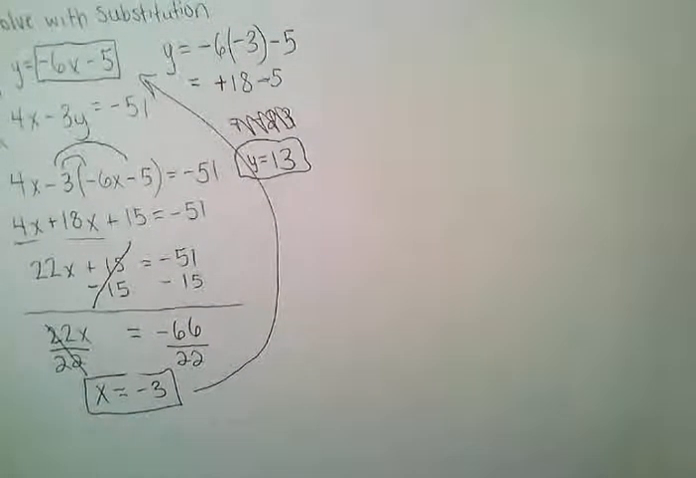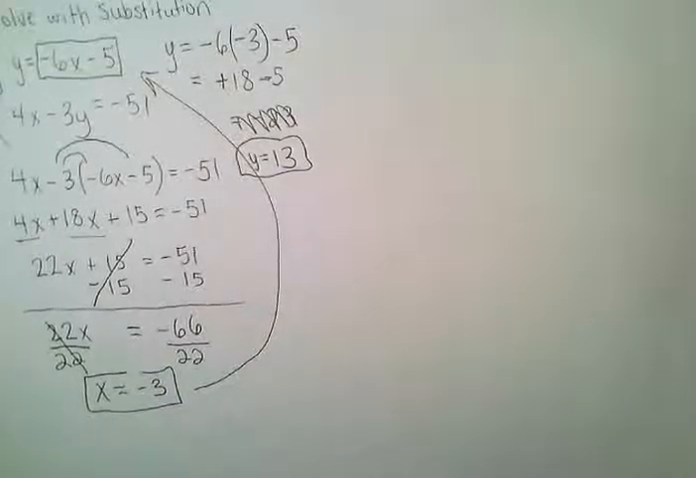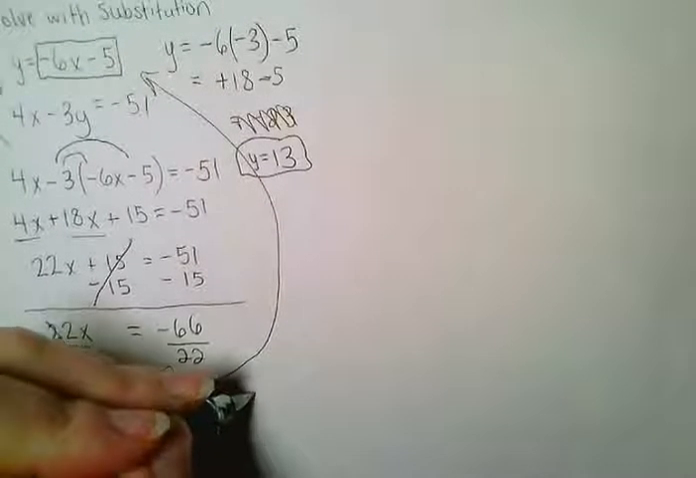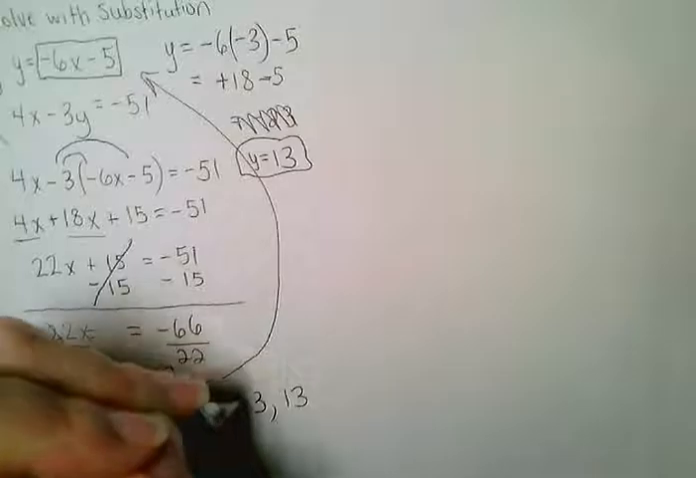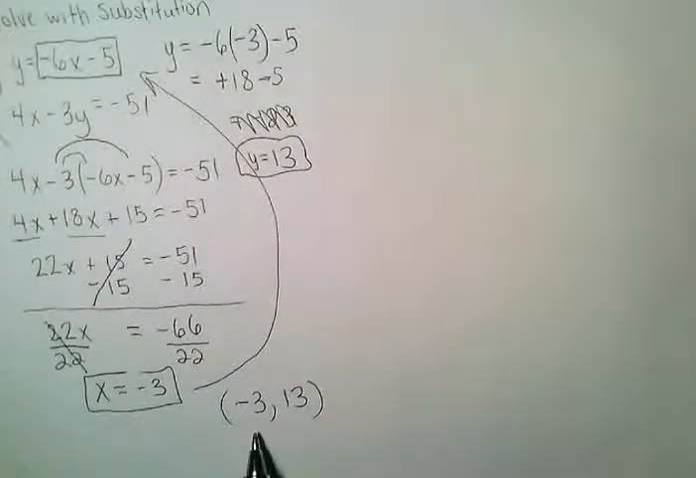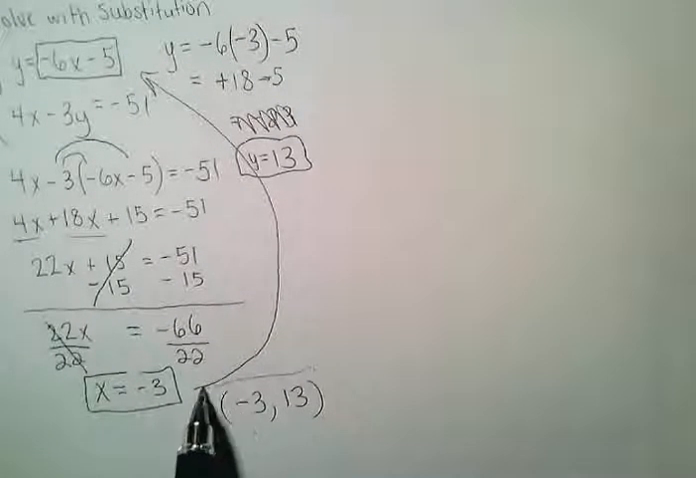So now we have our two answers. You could write your answers as an ordered pair. So you could write negative 3, comma 13. This is the x coordinate, this is the y coordinate, and that's it.